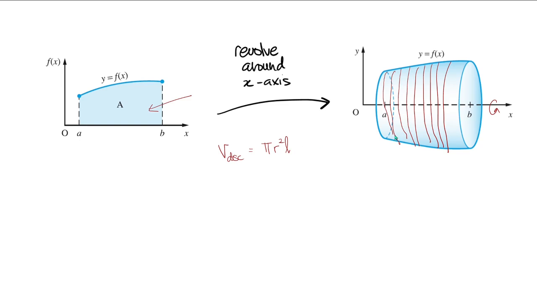Now we can use the idea of slicing these solids into many disks, then find the volume of each disk and add them all up together. So probably we're going to have many disks, maybe 100, maybe 1,000 disks, or maybe 10,000 disks.